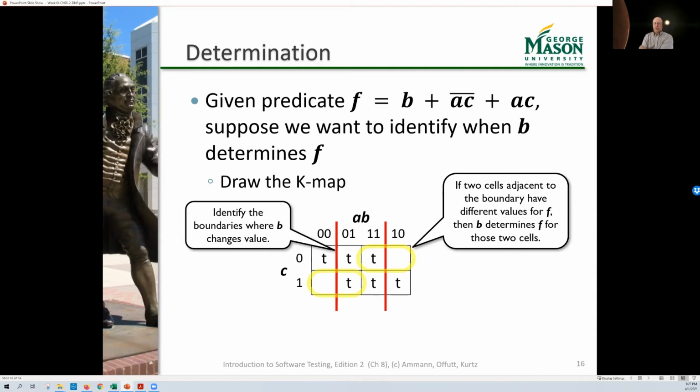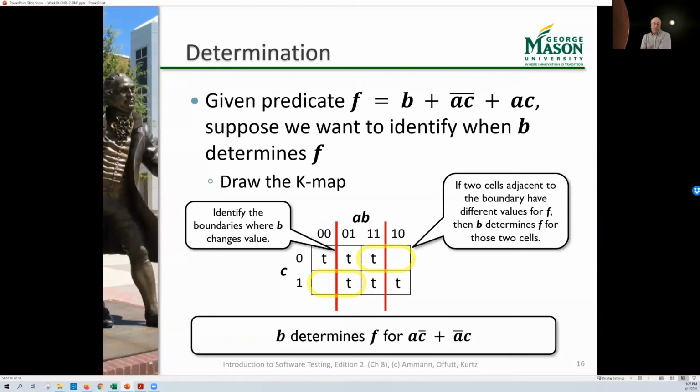And if we now look at that and reduce that to its own conditions, we can see that B determines the predicate for A not C, which is these two cells here, and not A C, these two cells here. So those are the conditions where B determines the predicate. Now, if we took this predicate, rephrased it in the notation we used last week, went through our XOR approach, or built up our truth table and did it that way, we would get the exact same answer. So it's just another representation and another method to do the same thing.